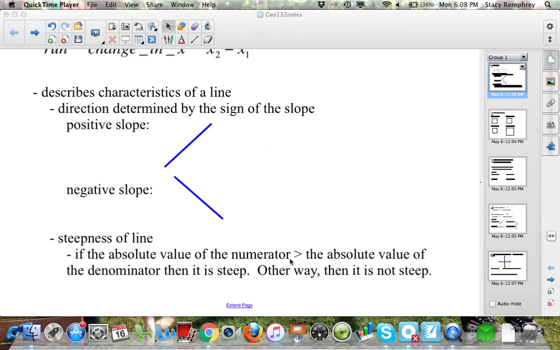Steepness of a line: if the absolute value of your numerator is greater, if your rise is greater than your run, then it's going to be steep. Reverse that, it's not very steep. You can think about that with stairs. If I rose a lot, ran a little, that'd be very steep. And if I rose a little bit, ran a lot, again, that's not very steep.